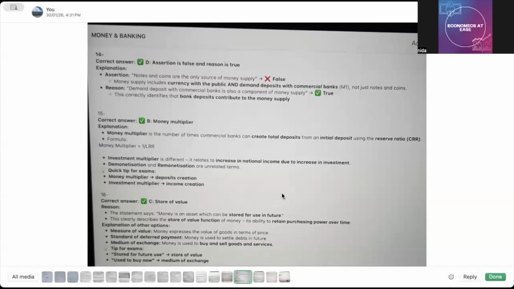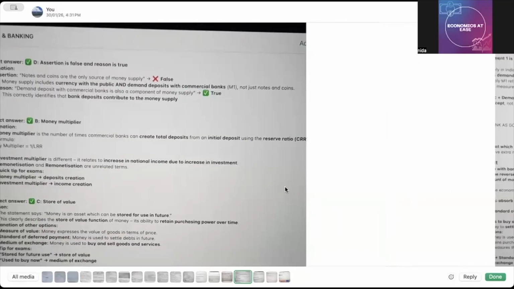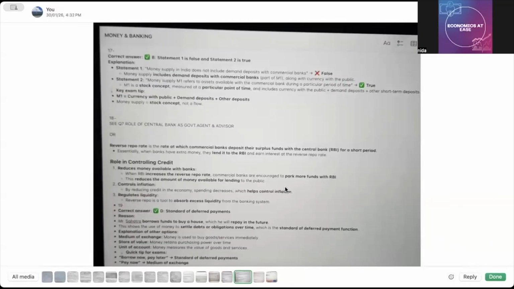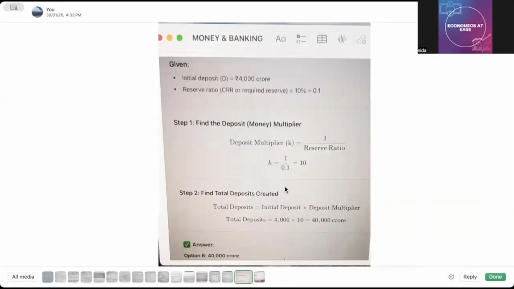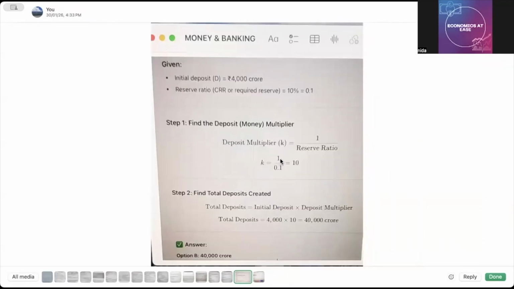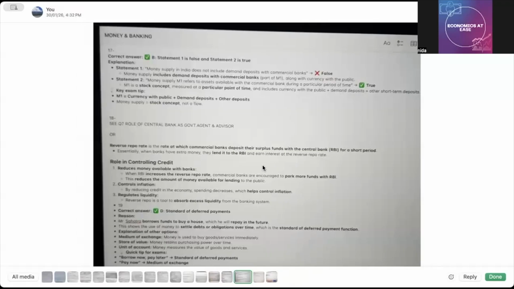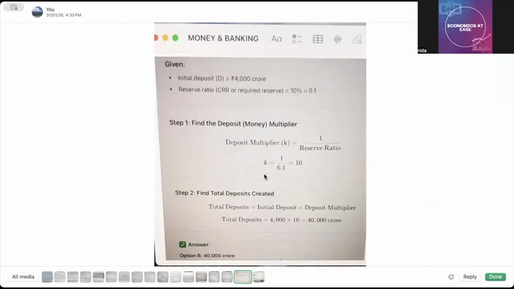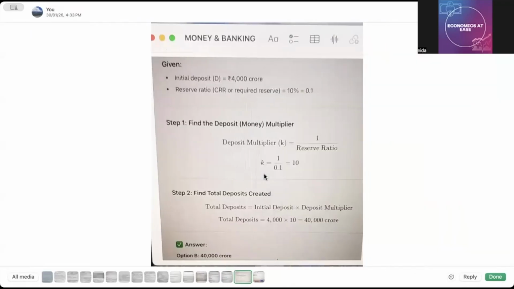Now the question number 14. So these are all theory questions basically. Two numericals were there, which I have told you, and the rest are theory questions. And this one is the last question, question number 20. Write the formula: deposit multiplier equals 1 upon RR, that is reserve ratio, and then you're going to get this answer.